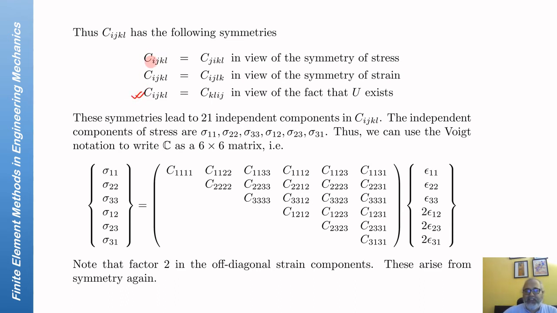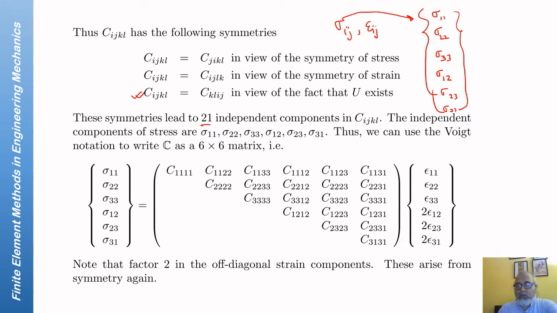So in general, there are 81 constants that define Cijkl, but because of these symmetries, the number of constants comes down to 21. So there are 21 independent components of Cijkl that we need to determine. Now, of course, there are 9 stress components, sigma ij, and 9 strain components.